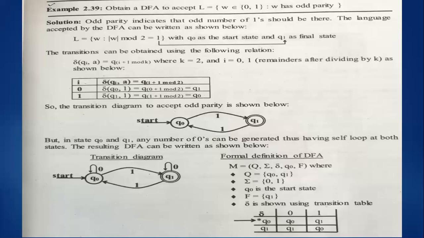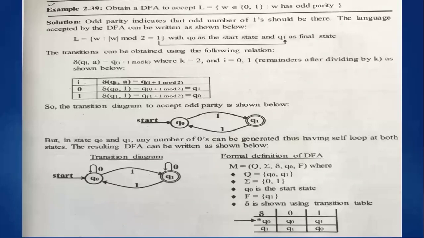The language accepted by the DFA can be written as shown below. Here we are not checking how many zeros we have. We are only bothered about how many ones we have. Clear? We'll deal with the zero later. First we will consider one, and later we'll go for the zero.